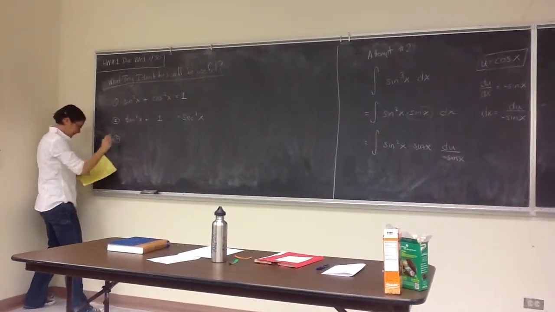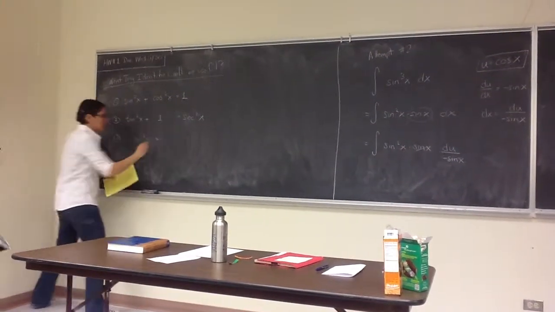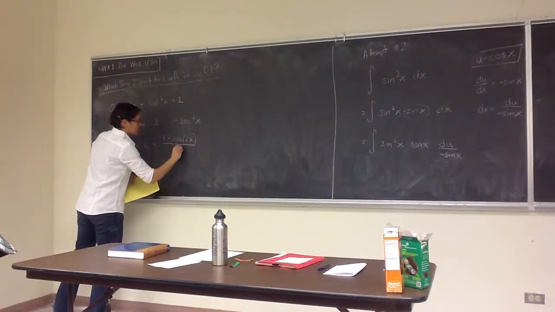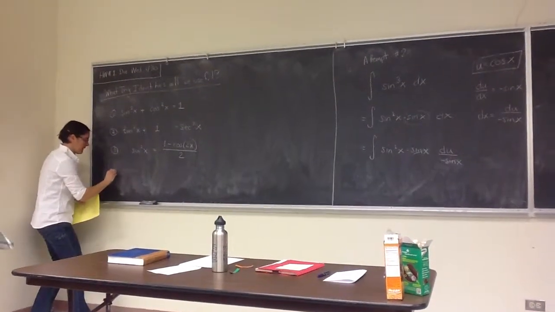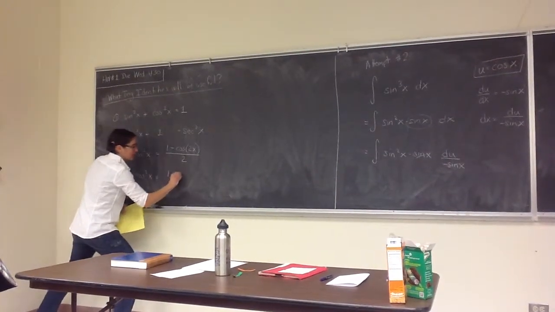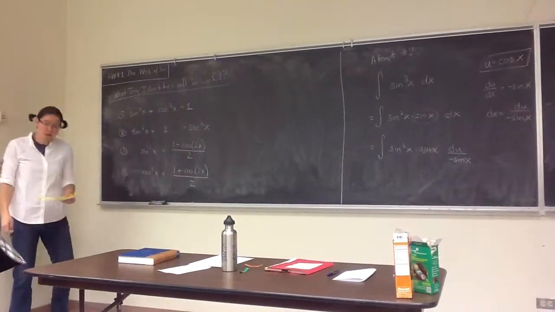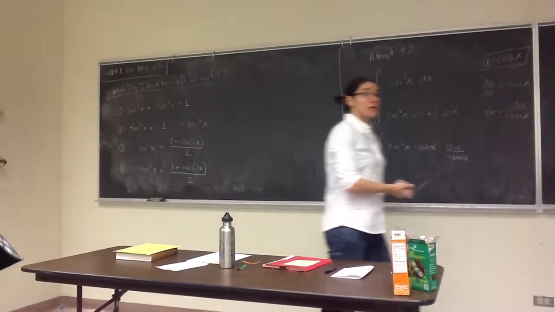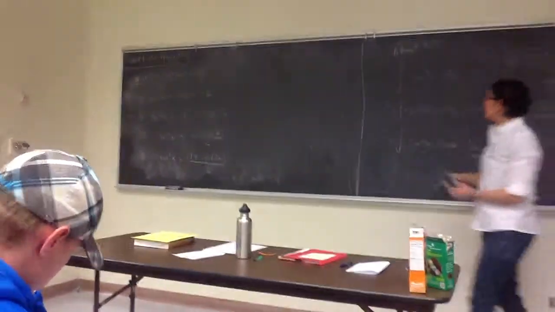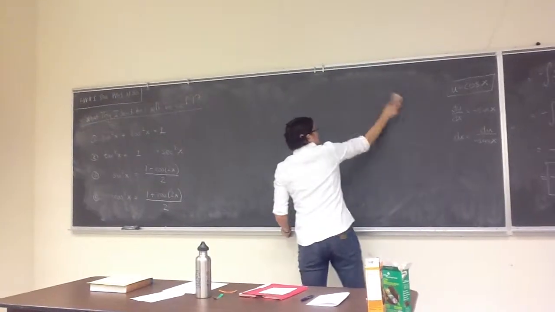All right, the third one is sine squared x is equal to 1 minus cosine of 2x over 2. And the last one is cosine squared x is equal to 1 plus cosine of 2x over 2. These 4 trig identities you are going to find to be very useful. The first one 100 times more than the others, but those other 3 are running a close tie for second.